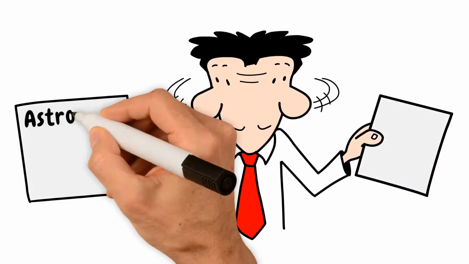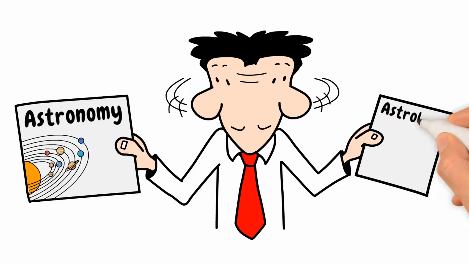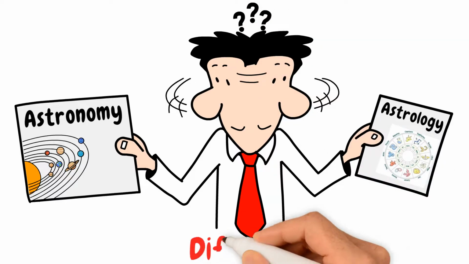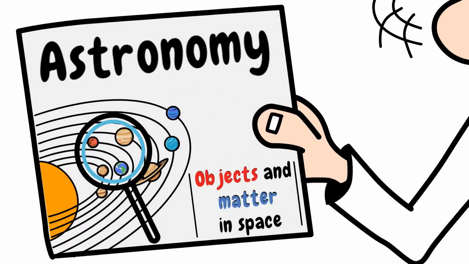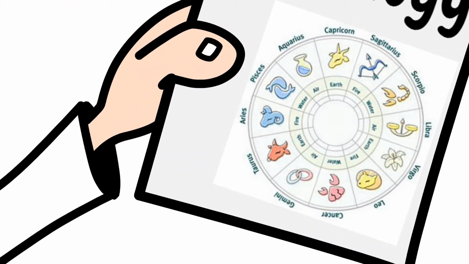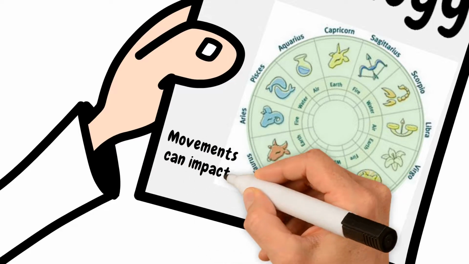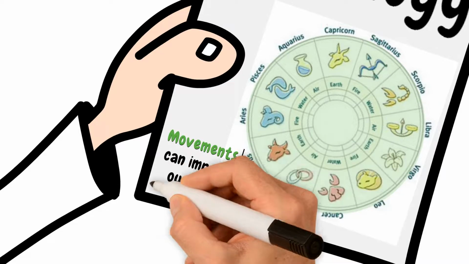Many people are easily confused between astronomy and astrology. They're actually quite different from each other. Astronomy is the study of objects and matter in space, whereas in astrology, we study the purported divination of stars and planets and how these movements can impact our lives.